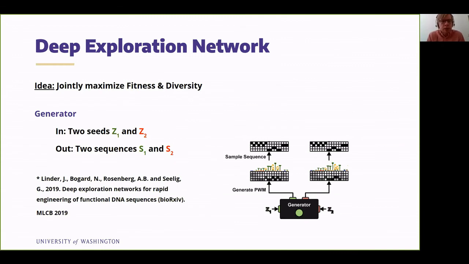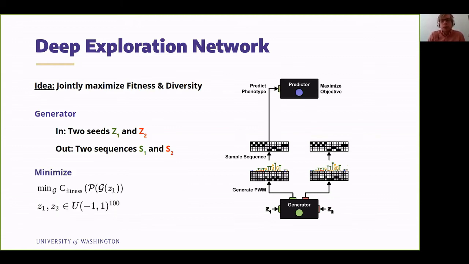And that brings us to this extension of activation maximization into generative neural networks, an idea that was presented last year at MLCB that we call deep exploration networks. The idea here is to jointly maximize both the predicted fitness and the diversity of the generator, essentially using Monte Carlo sampling combined with backpropagation training. In each forward pass of backpropagation, we randomly and independently sample 2 latent input seeds that we feed into the generator. The generator will independently produce 2 sequence samples from these 2 input seeds.